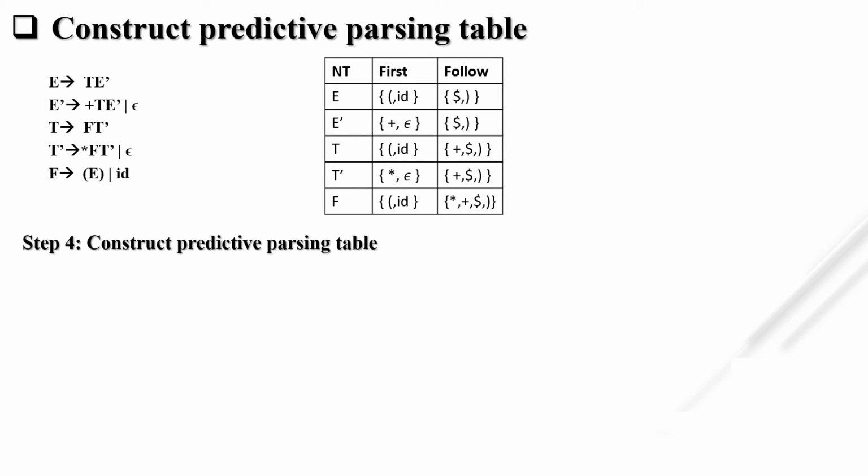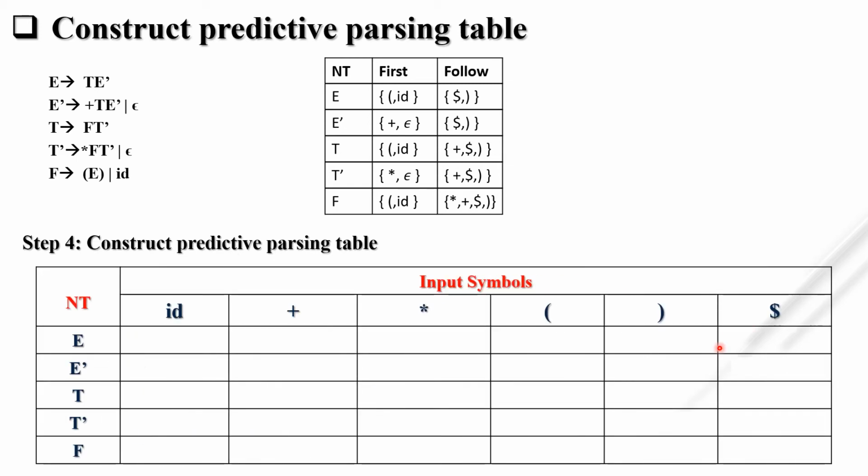Now what is step number 4? To construct the predictive parsing table. This is most important. So how to construct the predictive parsing table? First you have to write all non-terminals on the left hand side and all the input symbols. Input symbols means all the terminal symbols of the grammar, after we remove the left recursion, this production we get. So how many terminals are there? Plus, star, opening bracket, closing bracket and id, and we have to put the end marker as a dollar symbol.